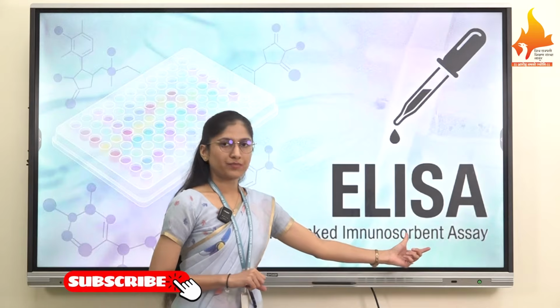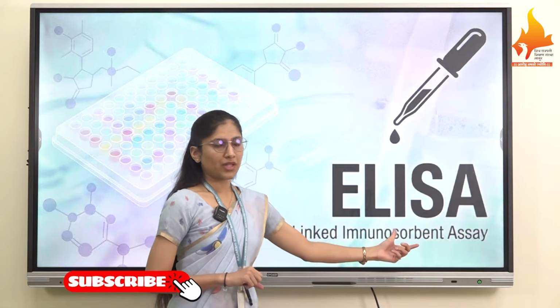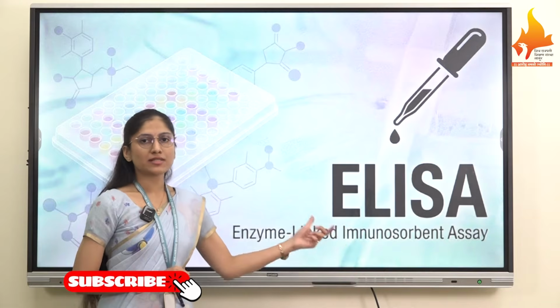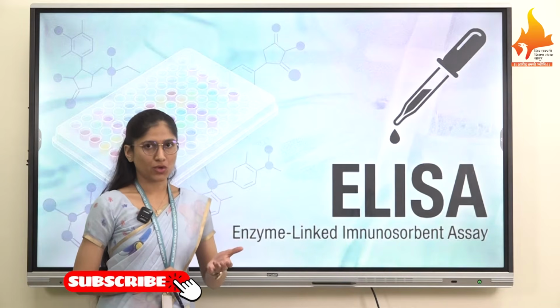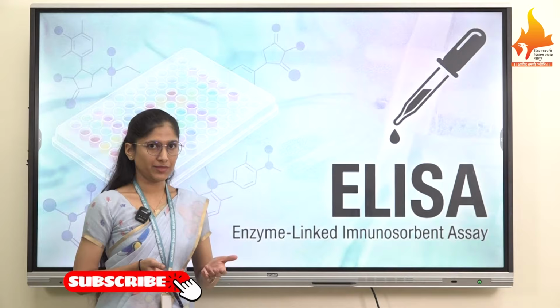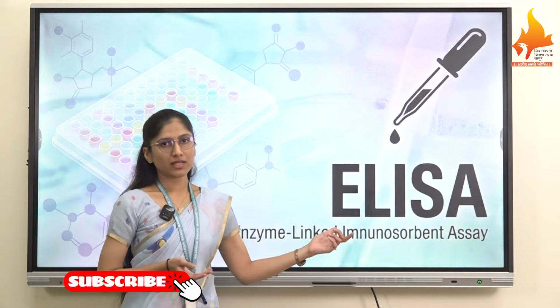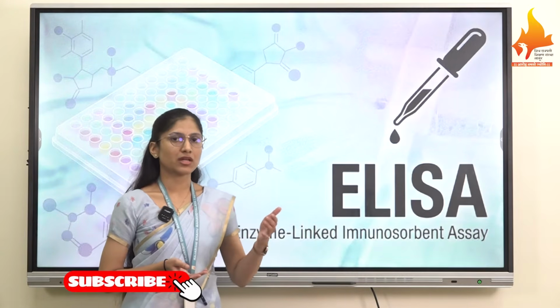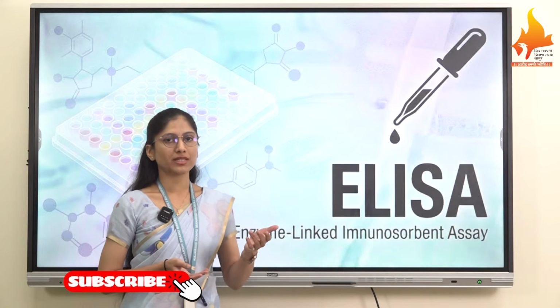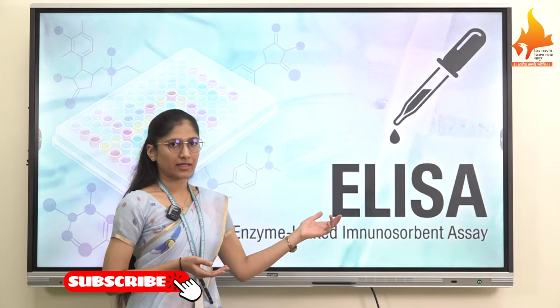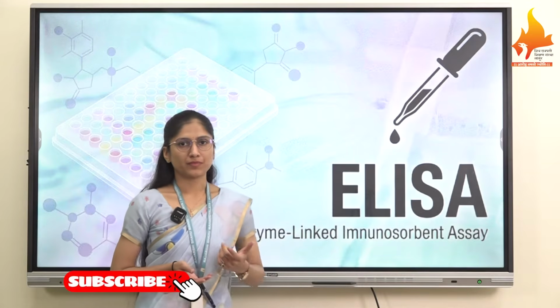Then sorbent. What does sorbent mean? The particular antigen of interest is immobilized or absorbed onto the plastic surface which is made of polystyrene, and chromogenic substrates are used. Basically, the colorless substrate is converted into a colorful product in the presence of enzyme. Now, for this ELISA technique, we see the principle.